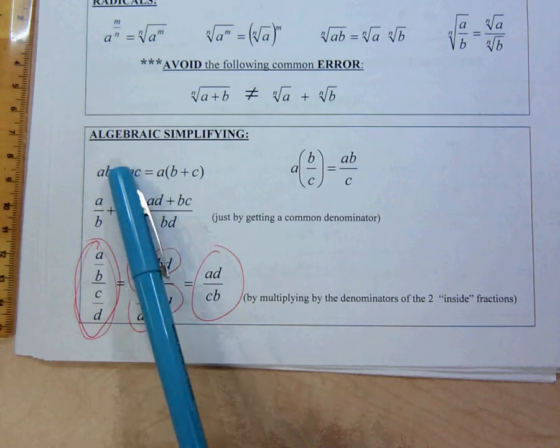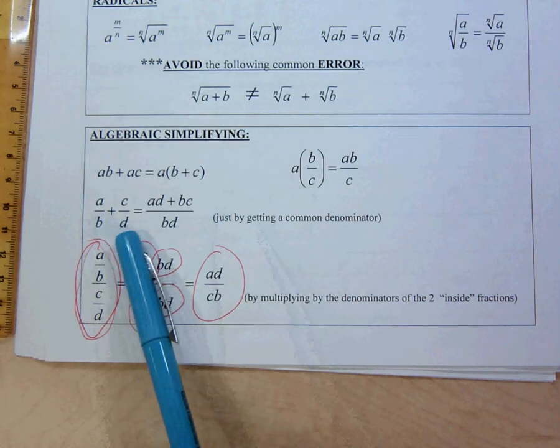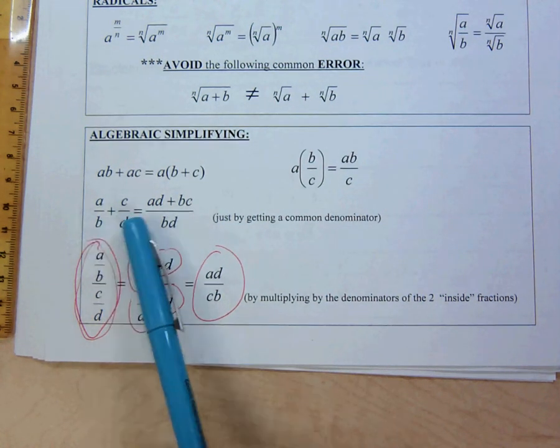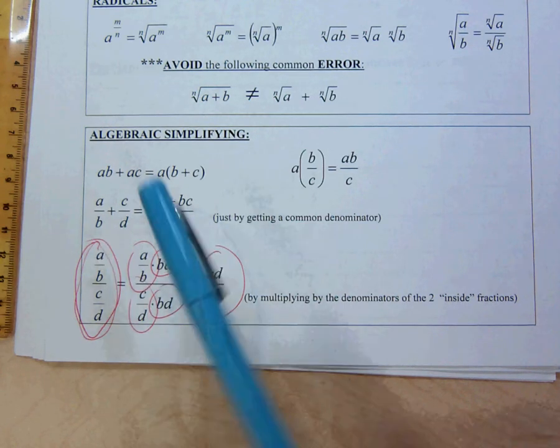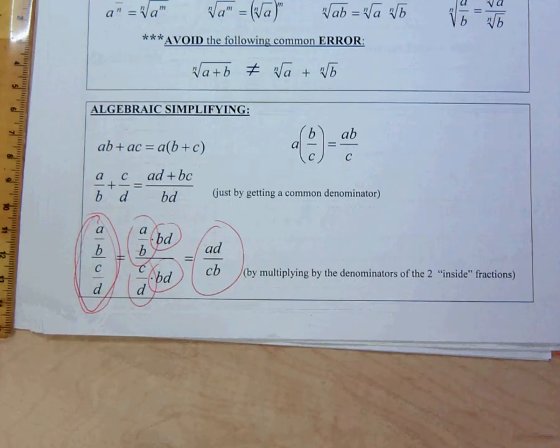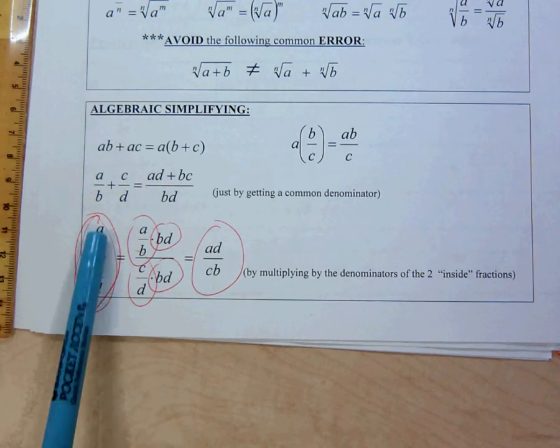Here, obviously you know that. That's just distributing. This is just getting a common denominator. So what I did here is I got a common denominator, right? And then turned this into that with a common denominator, right? Okay? All right, now something like this.